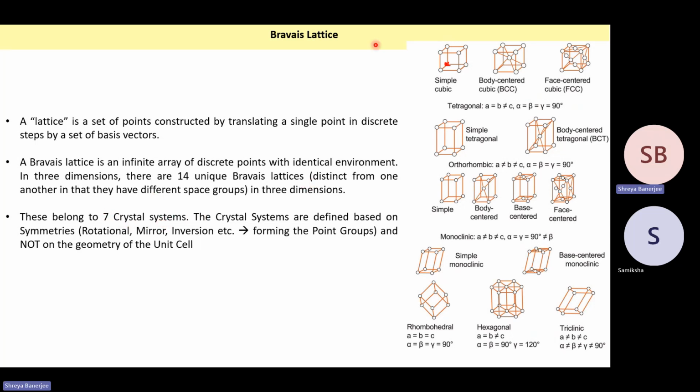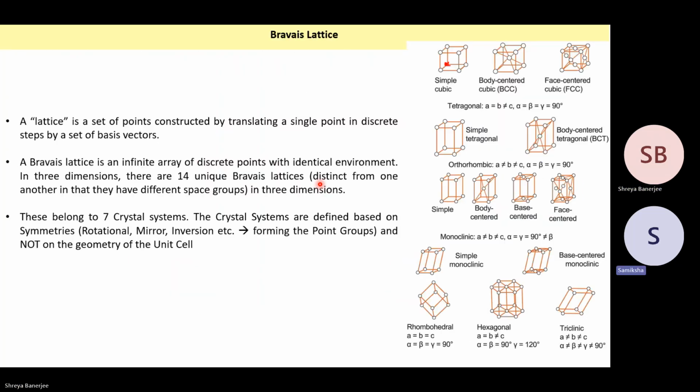So by crystal system, what they are saying is cubic is one crystal system. Within the cubic, you can have different types that they are not considering separately. Then tetragonal is another crystal system. Orthorhombic is another crystal system. So if you consider the crystal system as the shape, like cubic, tetragonal, orthorhombic, monoclinic, rhombohedral, hexagonal, and triclinic, then there are 7 crystal systems. So overall in 3D lattices, you have 7 crystal systems and 14 Bravais lattices.